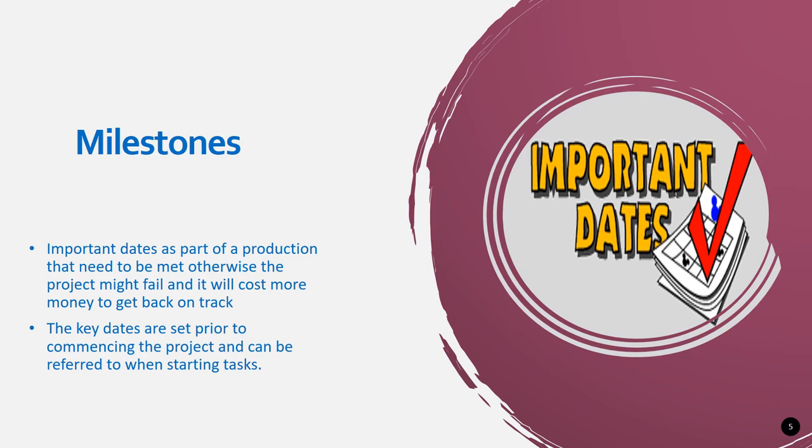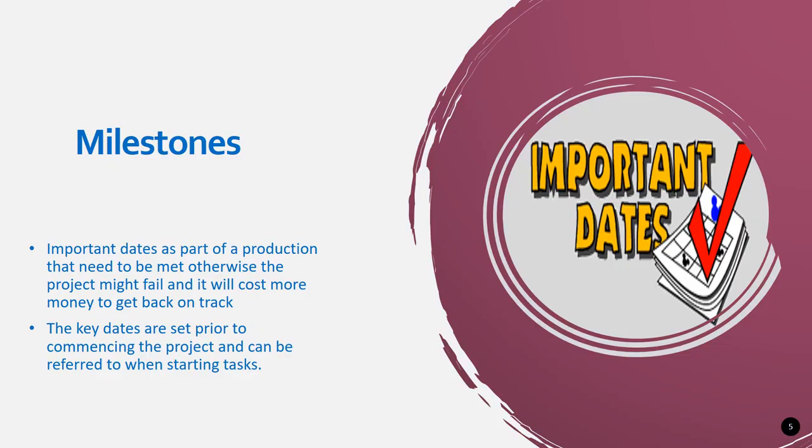A milestone is a fancy word for a key date that's part of your production. Any important dates that need to be met are called milestones. That could be all pre-production needs to be completed by this date, all filming needs to be finished by this date, all post-production and CGI needs to be done by this date.